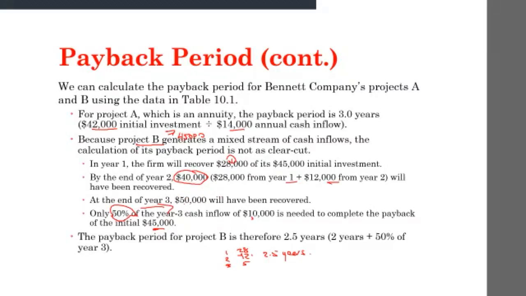Now we have two projects. We showed you we have two projects. One took 3 years and one took 2.5 years. Now if we have to select which project we should take, we would accept Project B because we get back our initial investment sooner rather than later, right? So Project B would be accepted under the payback period.